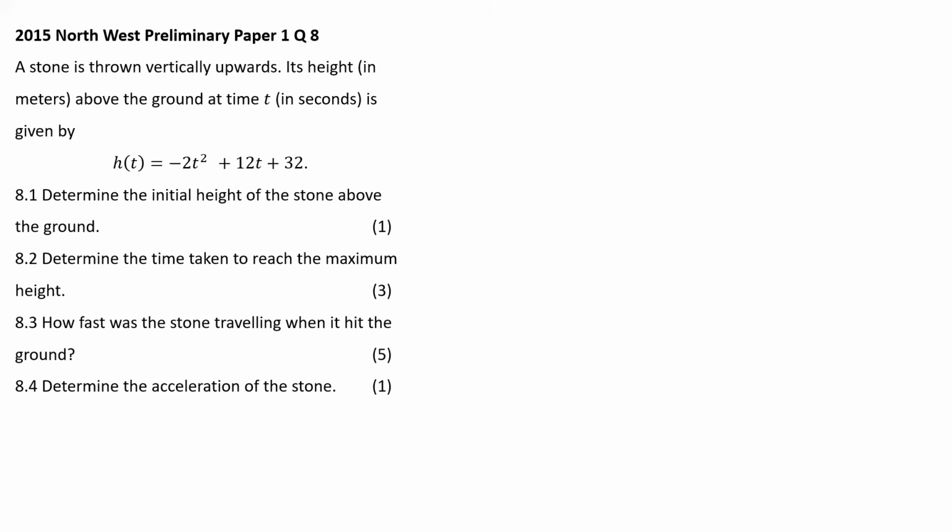A stone is thrown vertically upwards. Okay, so just imagine this in your head. So a stone is thrown vertically upwards. So this is the stone and it is going upwards. So keep that in mind. It's going upwards. Okay, sharp. Its height in meters above the ground at time t is given by this formula.